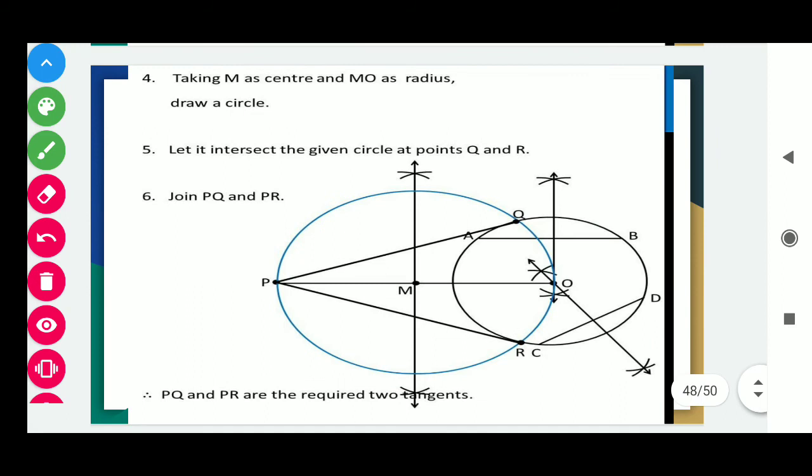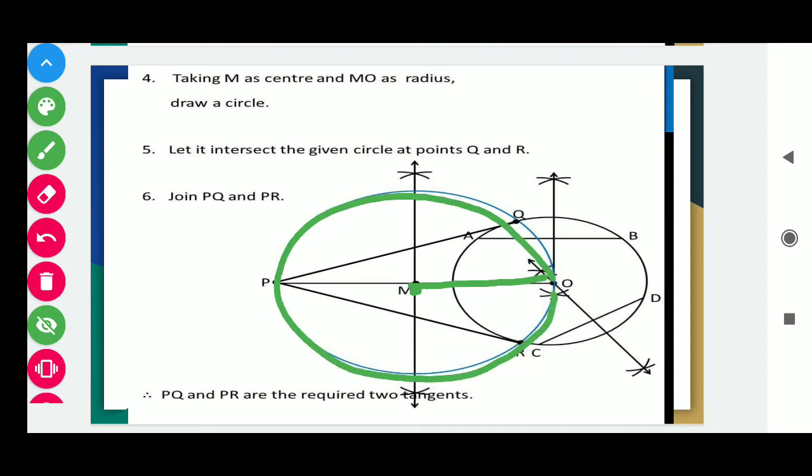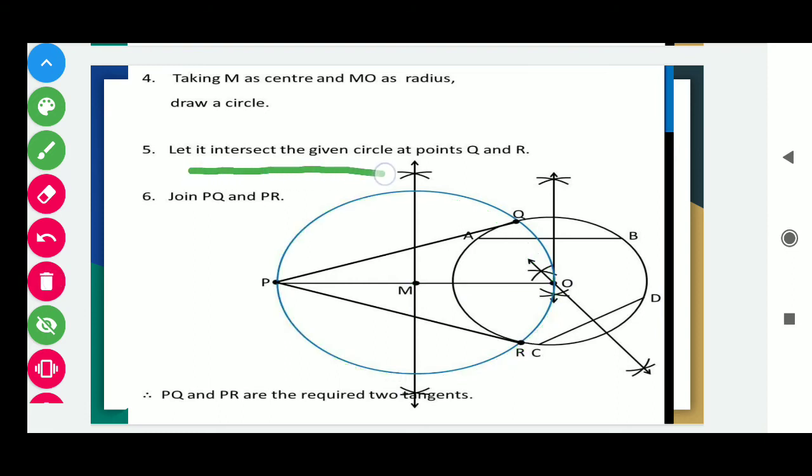After that, taking M as the center and MO as the radius, draw a circle. Okay. After that, let it intersect the given circle at points Q and R. Okay, and after that join PQ and PR. So PQ and PR are the required two tangents.